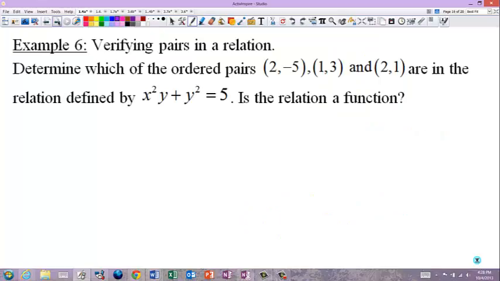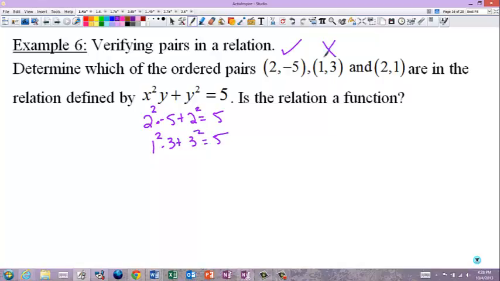Verifying pairs in a relation. It says determine which of the ordered pairs are in the relation. Is the relation a function? Well, we just check them to see if they work. 2 squared times -5 plus 2 squared equals 5. That is true. 1 squared times 3 plus 3 squared equals 5.